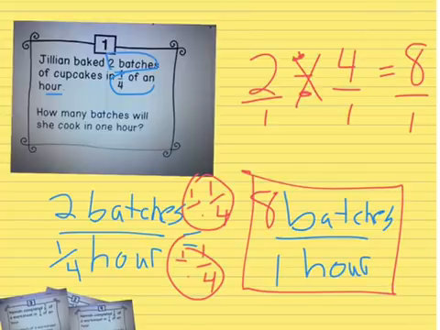And that makes sense when you think about it, because if she is taking 1/4 of an hour to make 2 batches, then in a half an hour she can make 4 batches, 3/4 of an hour, another 2 batches, so that would be 6 batches, and then a whole hour, 8 batches.